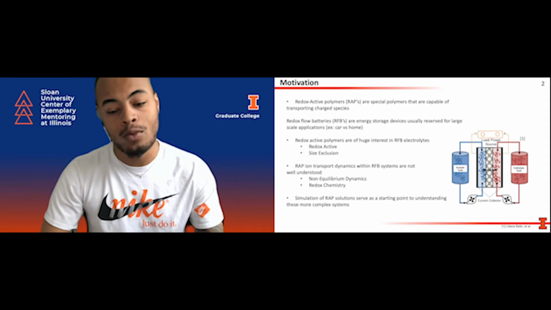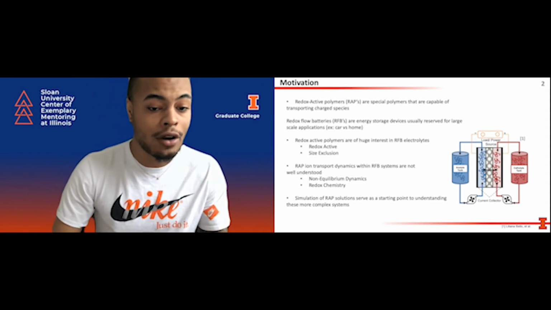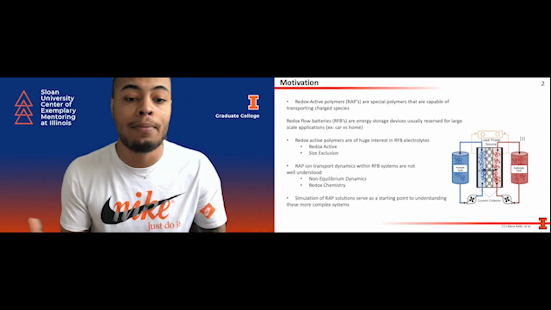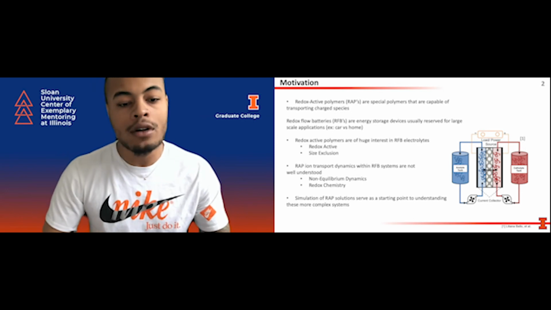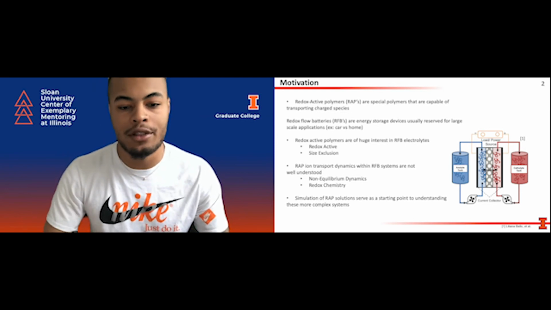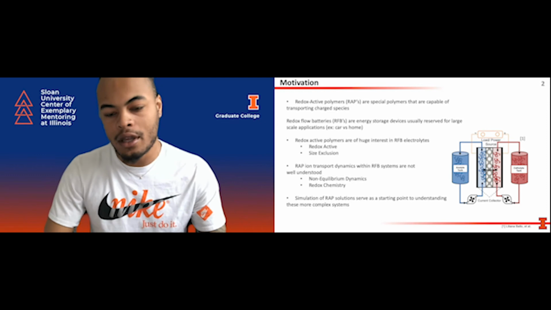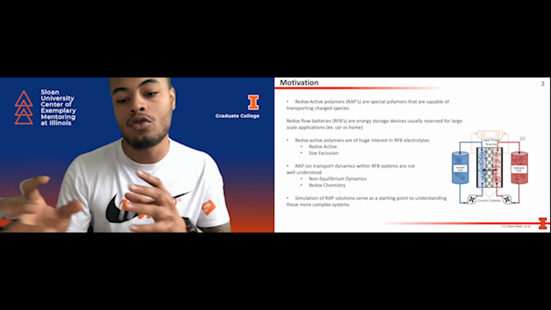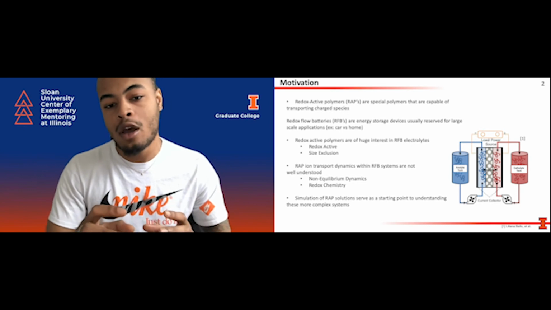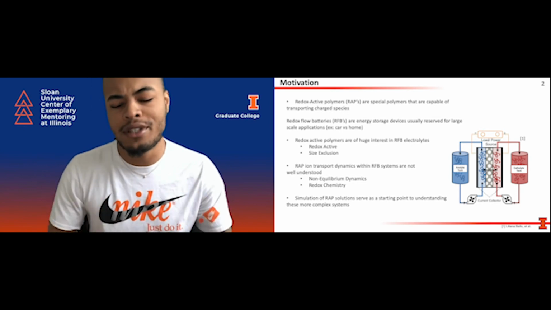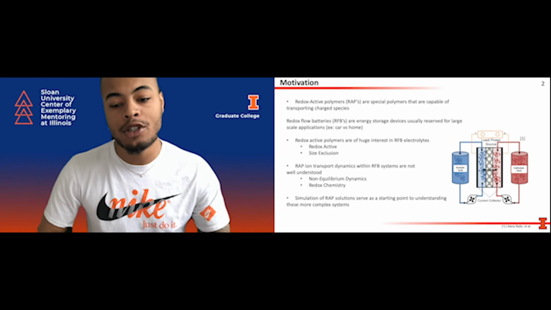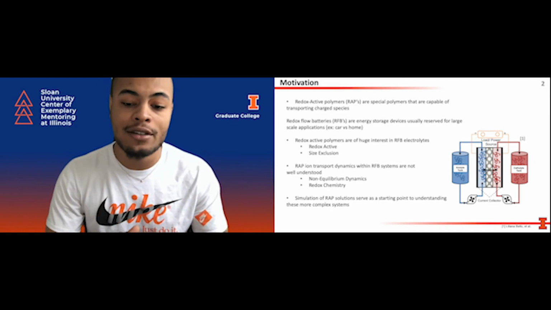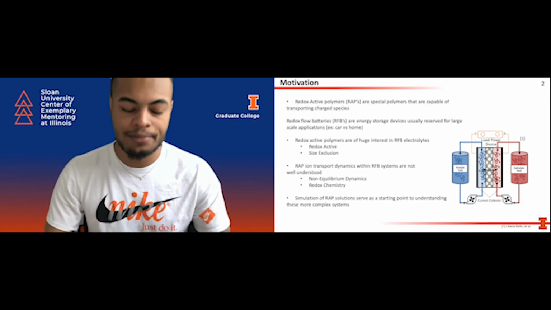So for example, you might use a lithium-ion battery in your car, but you would use a redox flow battery to power your home. Redox active polymers are of huge interest in the field of redox flow battery electrolytes. These polymer electrolytes are expected to transfer charges across the electrolyte interface while not actually crossing themselves. In other words, the electrolyte is expected to be both redox active and size excluded.